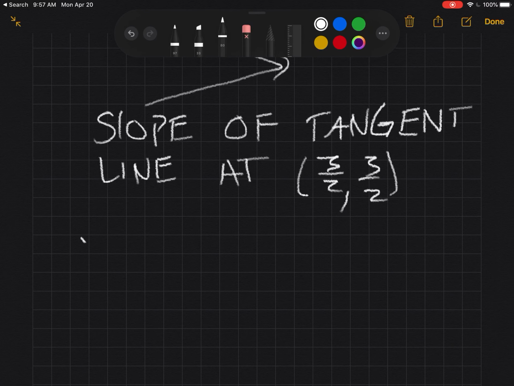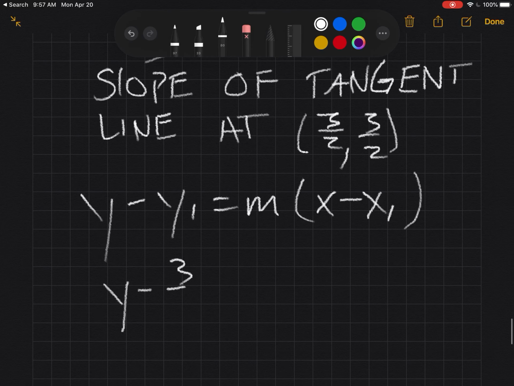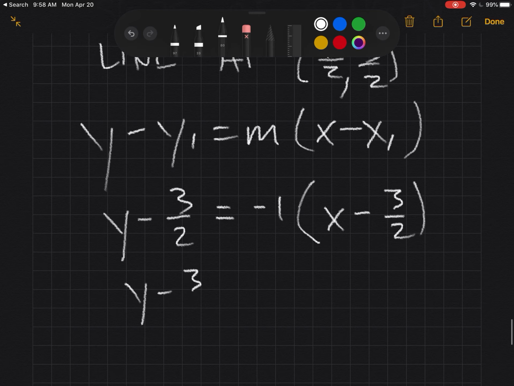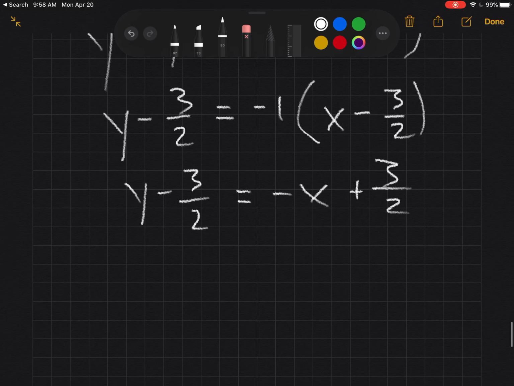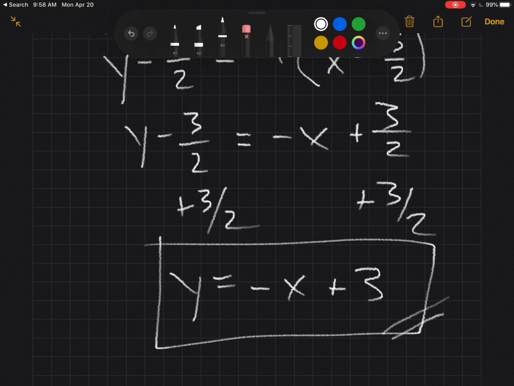So this is the slope of our tangent line at that particular point, our point (3/2, 3/2). So we can use that in our point-slope formula to find the equation of this tangent line. So we have y minus 3/2 equals negative 1 times x minus 3/2.